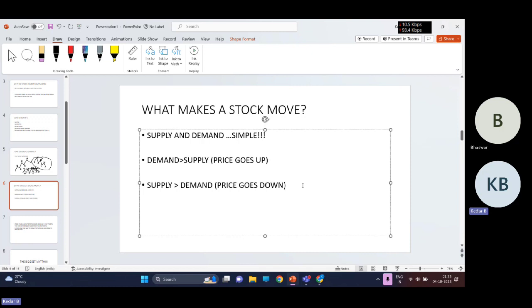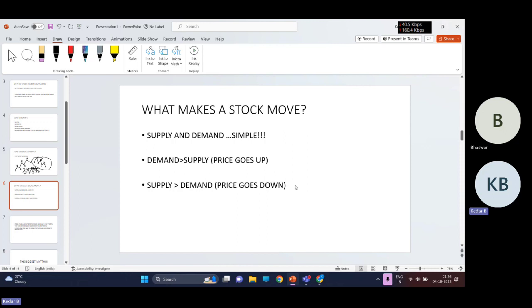So this is the basic funda. This makes a stock move up or down. Now, why I don't invest in large cap stocks is their size is huge. If you search about Reliance, Tata Motors, etc., you can see their market capitalization is in trillions. So moving their price up requires a lot of demand from those who are buying it.